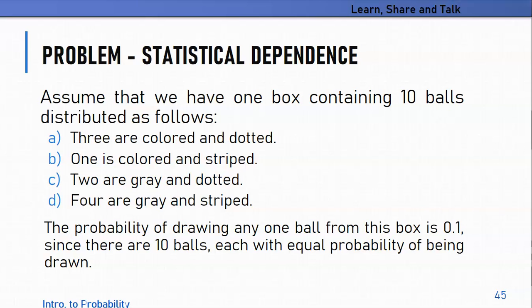So if I look at the overall distribution, I can see that out of 10, 4 balls are colored and 6 balls are gray. And out of colored, 3 balls are dotted, 1 ball is striped. Similarly, out of gray, 2 balls are dotted and 4 balls are striped.